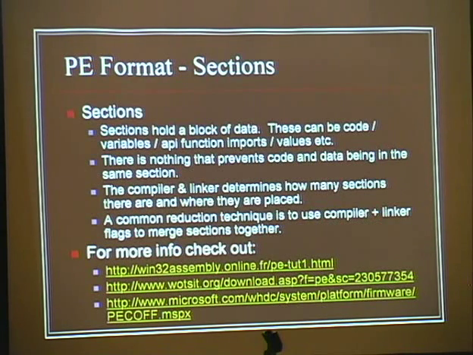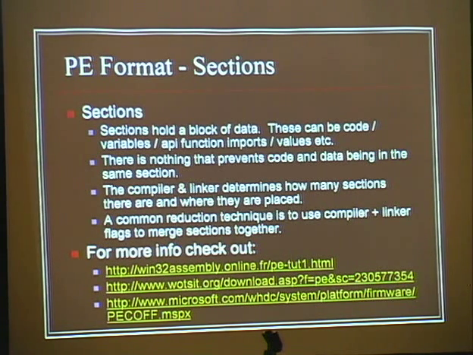So the sections hold a block of data. These can be anything, right? API functions, they can be imports, values, variables, and so forth. So they have a chunk of data, and there's nothing that prevents them from being in the same section. And one of the first things that you may do as someone who's interested in 4K intro development is actually merge those two sections together. The compiler and linker determines how many sections there are.